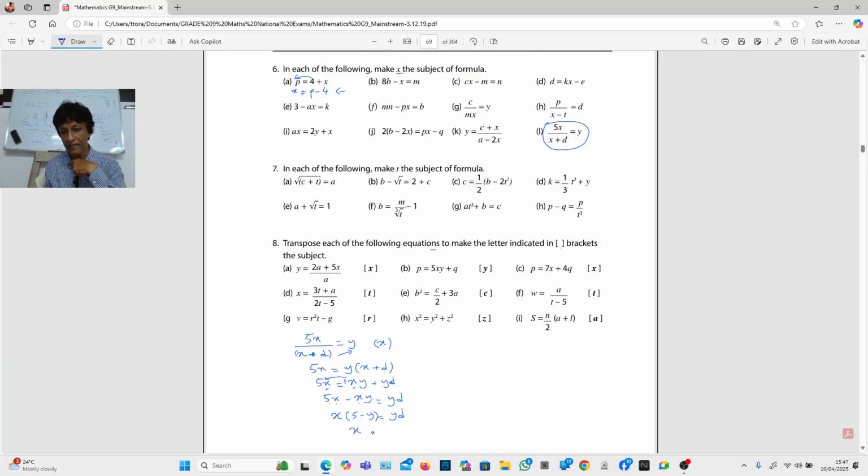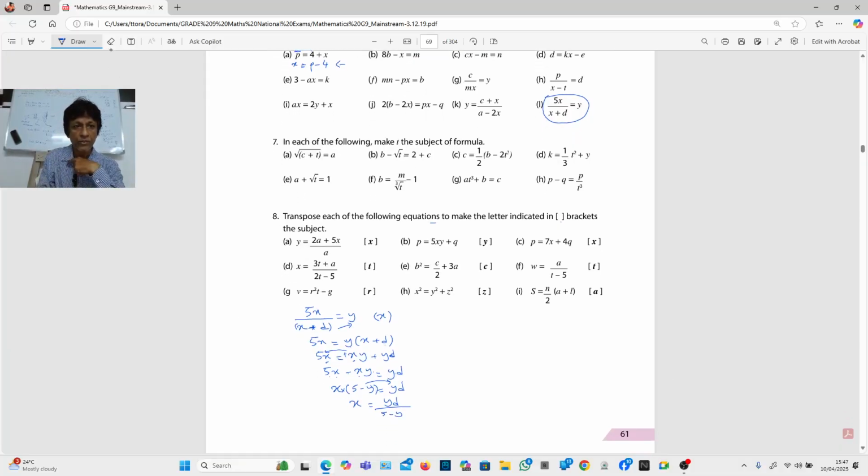Now we've got x times 5 minus y is equal to yd. Can you see now this 5 minus y is multiplied? So when you send this over to the other side, it's going to become divide. So we're going to divide by 5 minus y. So basically this is our answer. Just write this more clearly so you can see, right? So this is yd over 5 minus y, and that's how we go about and do a subject formula like this. So that's the answer to the question.